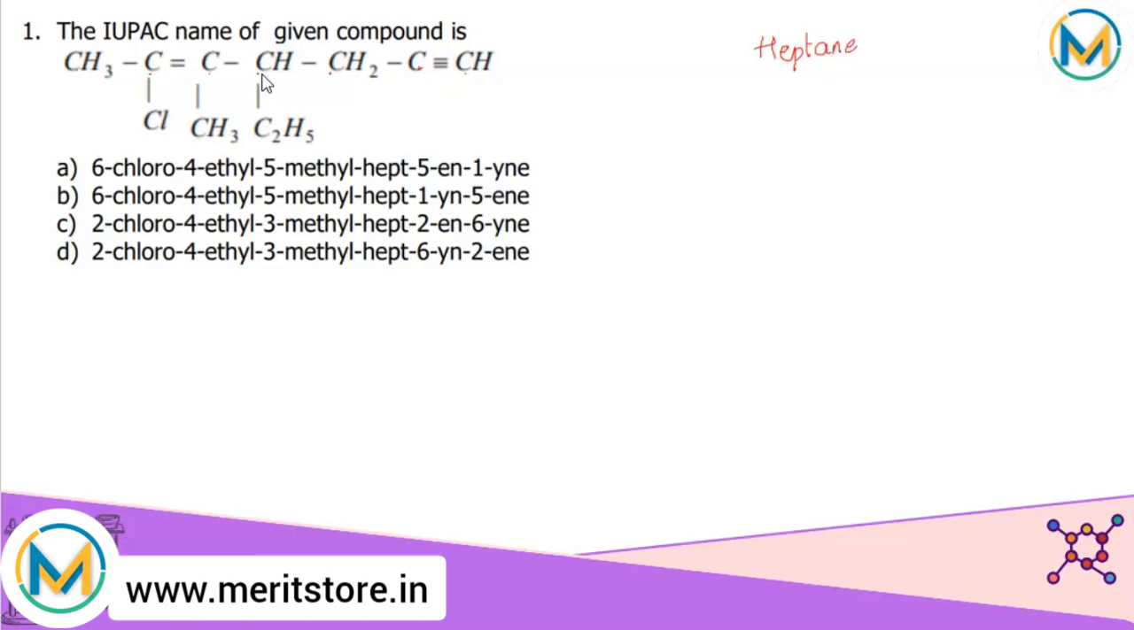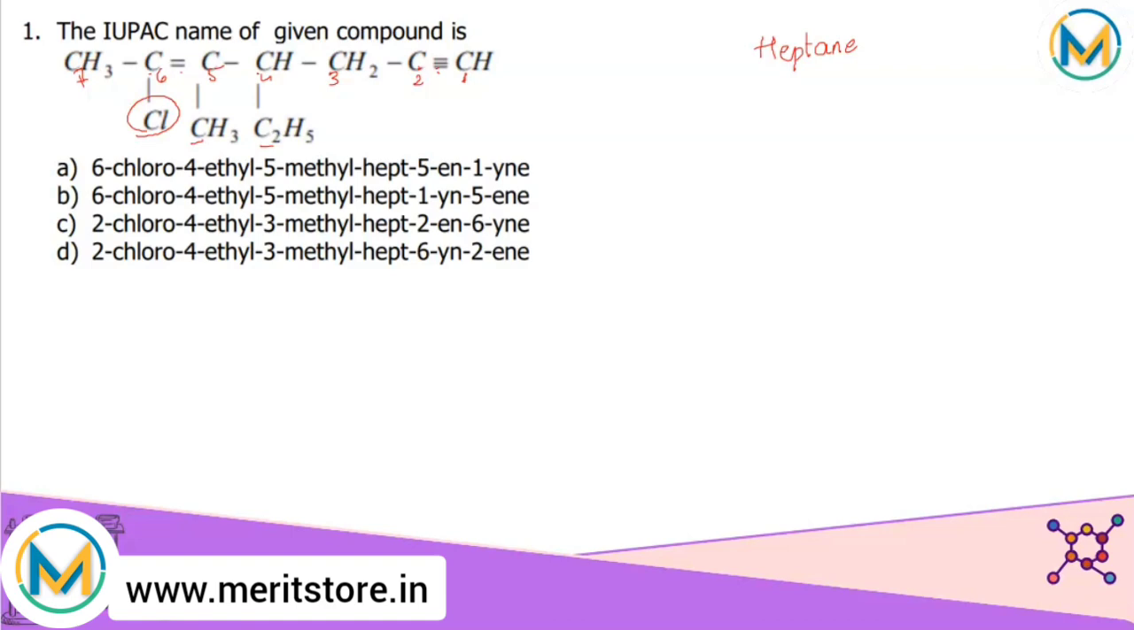Now we can see there is one alkyne group present here and one alkene group present over here, with one chlorine branch, one methyl branch and one ethyl branch. Now the numbering starts from this side, giving priority to the alkyne group. It starts from here 1, 2, 3, 4, 5, 6 and 7. So these are 7 carbons. Now at position 1 there is an alkyne, at the fifth position there is an alkene, at sixth there is a chloro group, at fifth methyl and at fourth ethyl.